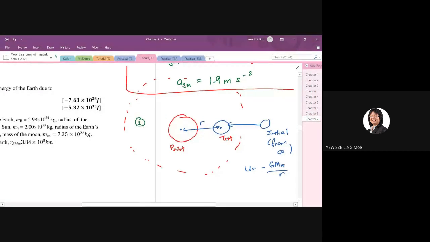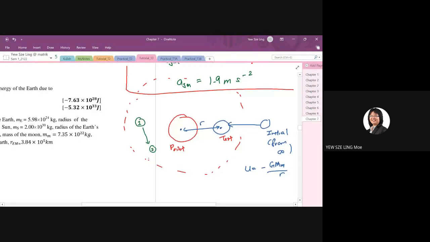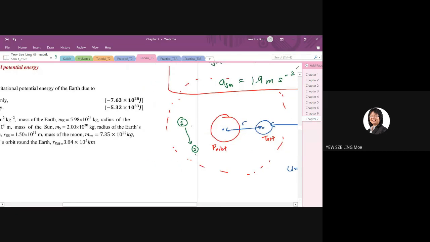Initially, it is already inside the field at position 1. Now you move it to position 2. So both the initial and final positions are located inside the field. So what are we going to calculate? We want to calculate the work done in bringing it from position 1 to position 2, not from infinity to a distance r anymore. Now it's already inside the field. You are just bringing it from position 1 to position 2. Therefore, there is a change in gravitational potential energy.